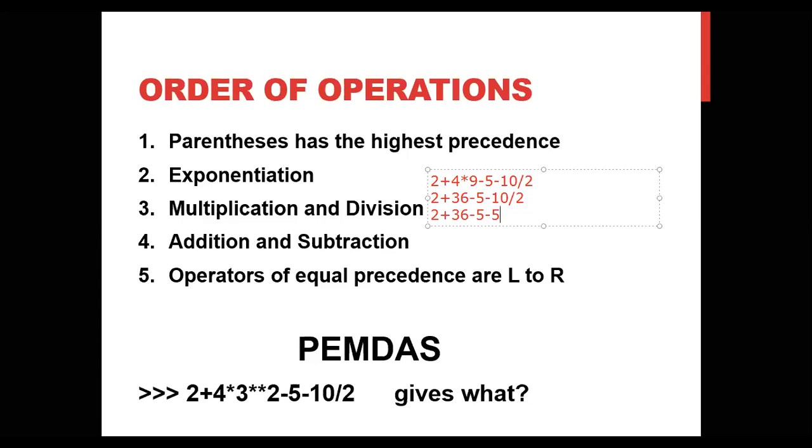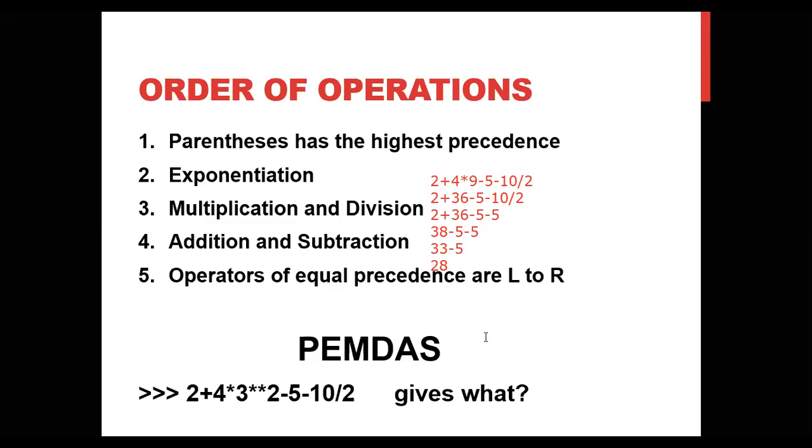Okay, next 2 plus 36 minus 5 minus 5. Here addition and subtraction have the same precedence. First we calculate the addition, because we are moving from left to right. 2 plus 36 means we get 38. 38 minus 5 minus 5. Next, two minuses. So 38 minus 5 means 33. 33 minus 5 means we get 28. 28 is the result of this expression.